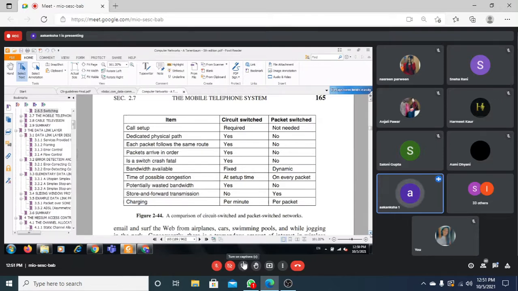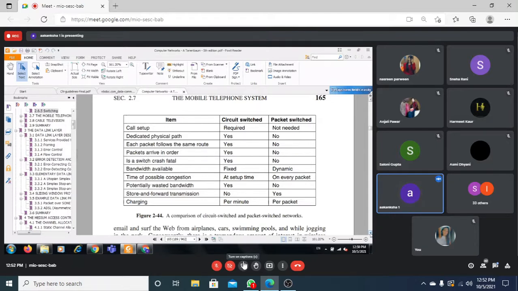Store and forward transmission technique is not used in circuit switching, but it is used by packet switching networks. And charging is based on per minute in circuit switching, but per packet charging is done in packet switch networks. So these are the differences and the comparisons between circuit switching and packet switch networks.